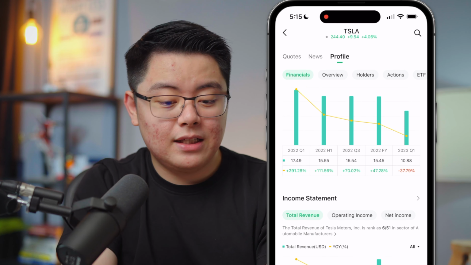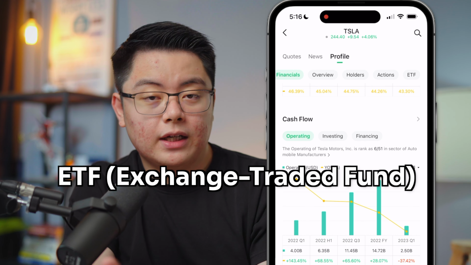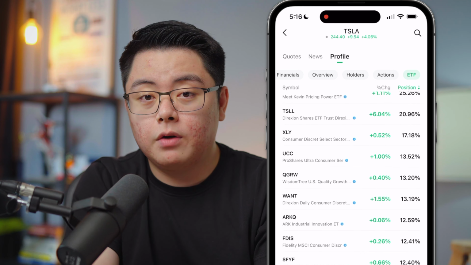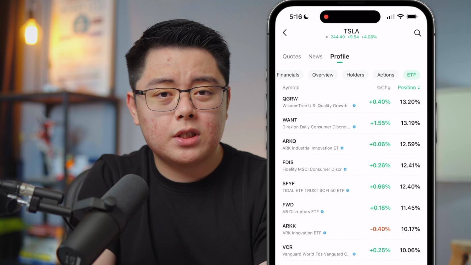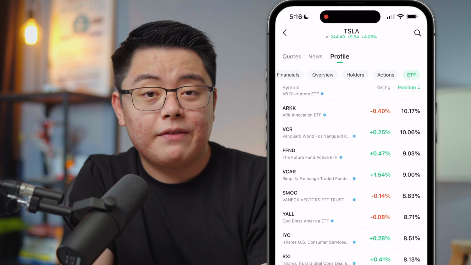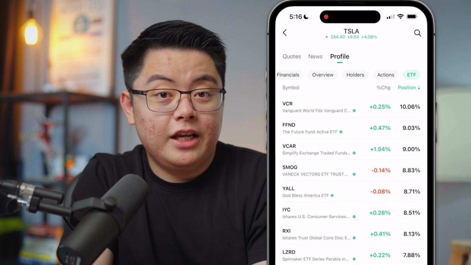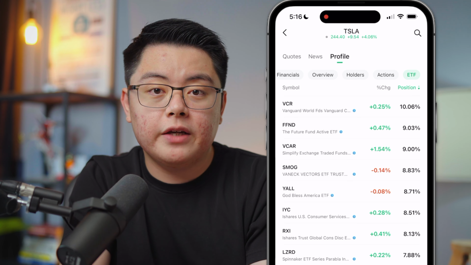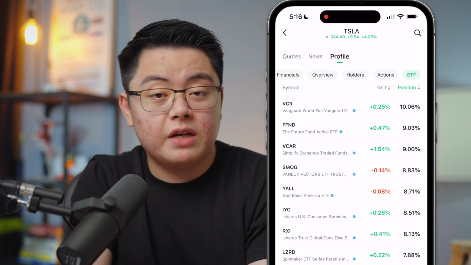And lastly, there is this ETF button where you can click into it to look at any ETF that holds Tesla stock as part of their portfolio or fund. So if you are curious about which ETF does that, this is definitely a tab that you can check out as well. And hey, if you don't really like the risk of holding an individual stock like Tesla, then maybe ETF could be the safer play for you. It's never too wrong to be conservative.